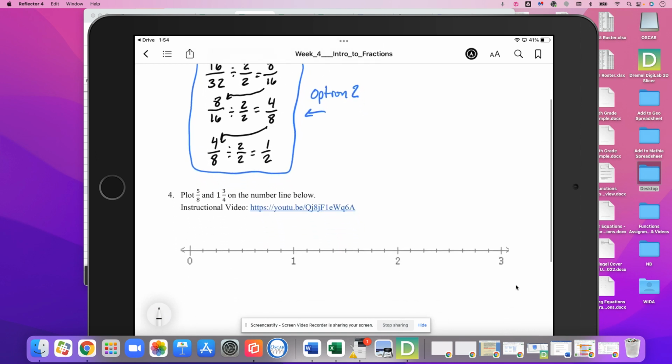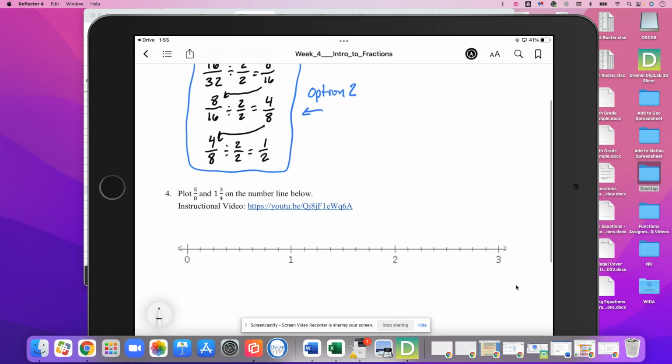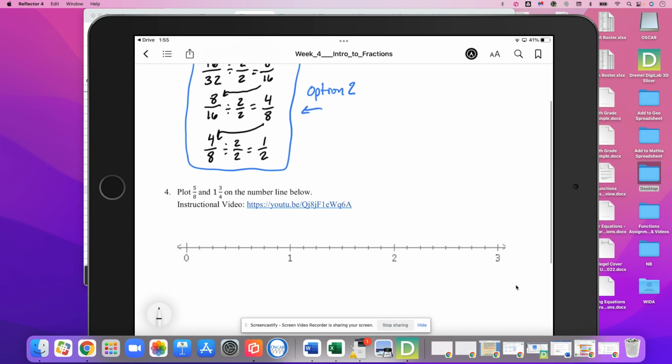So we need to plot 5/8 and 1 3/4 on the number line. It looks like this number line is cut into tenths. So what we've got is 1, 2, 3, 4, 5, 6, 7, 8. No, it's cut into eighths. Let me check again. 2, 3, 4, 5, 6, 7, 8. Yeah, it is cut into eighths. I thought it was cut into tenths. So 5/8 is going to be a jump of 1, 2, 3, 4, 5/8. That puts us right there.